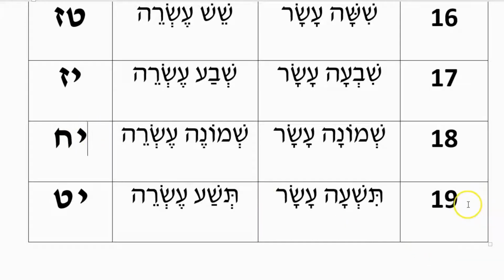And finally, 19, Tisha Asar, and Tisha Esrei. And finally, that is written as Yud Tet. Yud 10, Tet 9. Yud Tet 19.